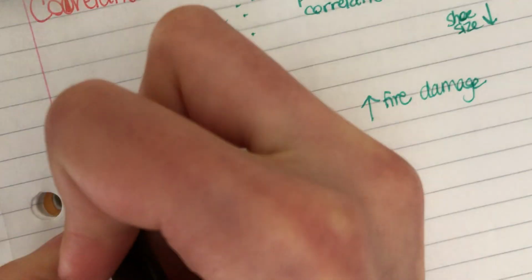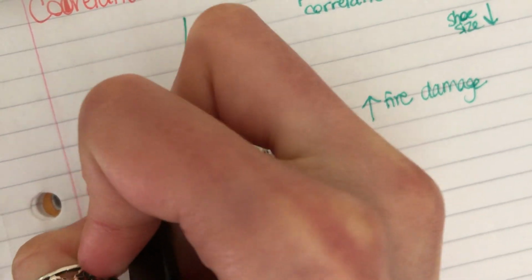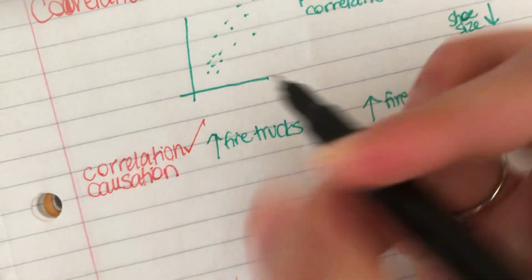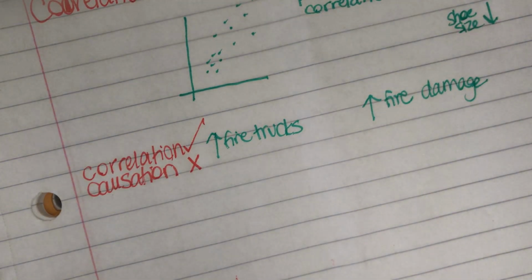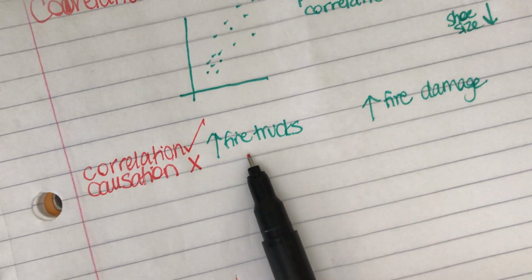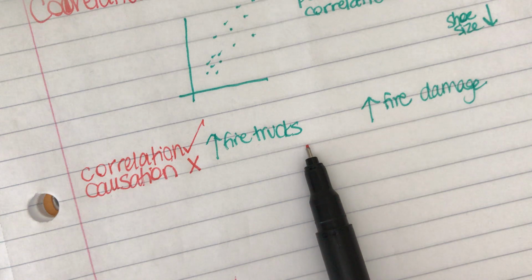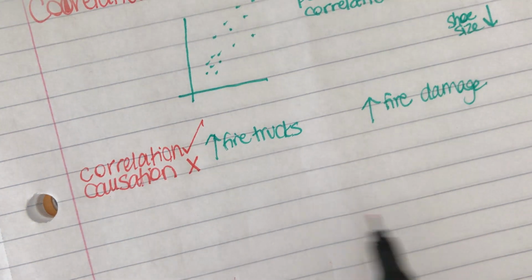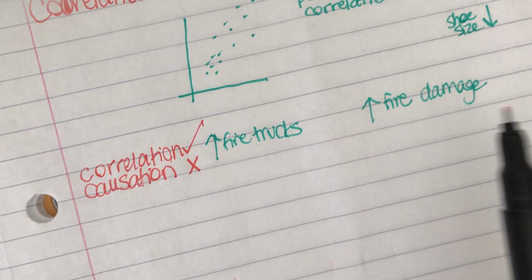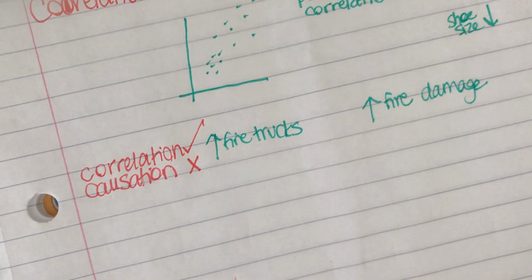But if we're trying to figure out if it's causation or not, that's when we need to use our common sense. We would say, no, it's probably not the cause. The reason that these two are positively correlated is probably because more fire trucks are sent to larger fires, and larger fires are what cause more fire damage, not the fire trucks themselves. So hopefully that makes sense to you guys.